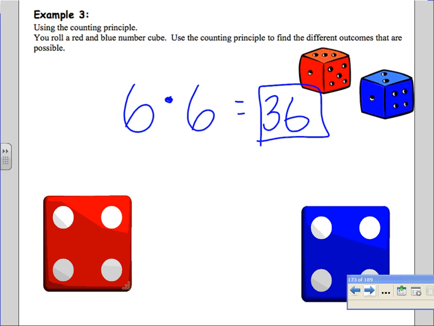You multiply how many options or outcomes there are for each item.